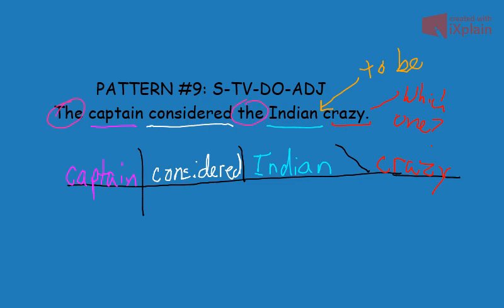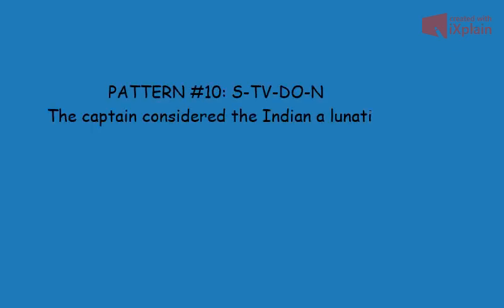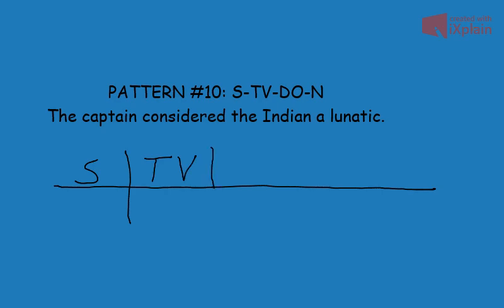Now, notice that we can add to be in between Indian and crazy, and the sentence still functions in the same manner. So the captain considered the Indian to be crazy. That's how we can determine patterns 9 and 10, and you'll see that again here in pattern 10. Pattern 10 contains the subject, transitive verb, direct object, and the noun. The captain considered the Indian a lunatic.